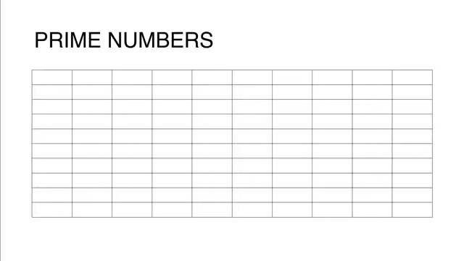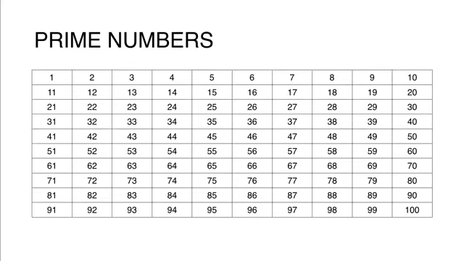So to start the sifting process, draw yourself a 10 by 10 grid on some paper. So it's 10 rows and 10 columns. Press pause while you draw your grid. Now fill the grid with the numbers 1 to 100, starting at the top left-hand corner with 1 and finishing with 100 in the bottom right-hand corner. Press pause while you do this.